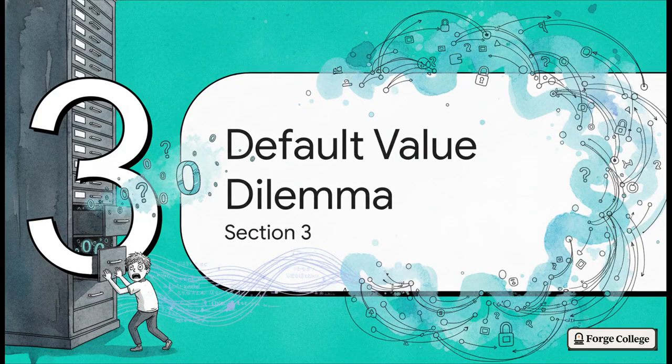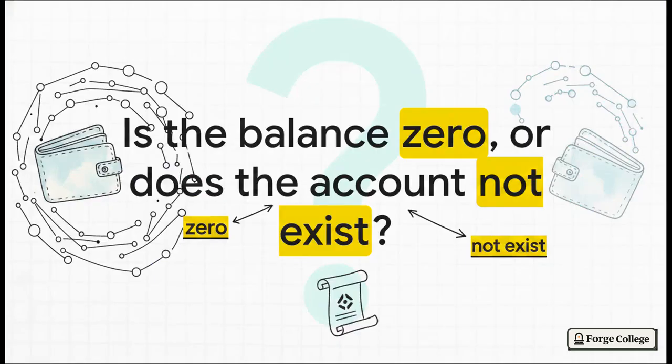Which brings us right to section 3, the default value dilemma. Let's tackle a quirk of our sparse cabinet that absolutely terrorizes junior developers. Imagine you check a mapping for an address's token balance, and it comes back with a big fat 0. So, what does this all mean? How do you know if that person transferred their tokens away and their balance is genuinely 0, or if they just don't exist in your system at all?